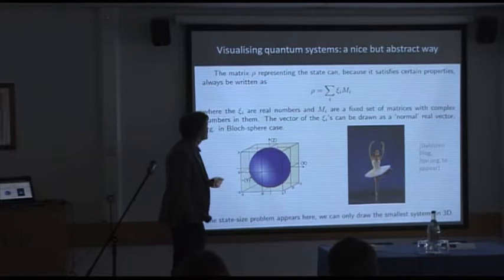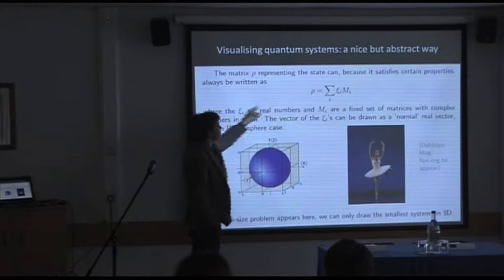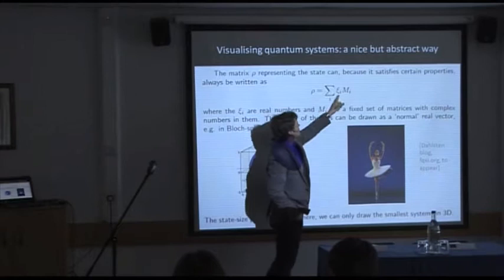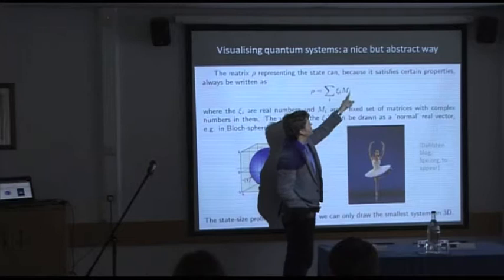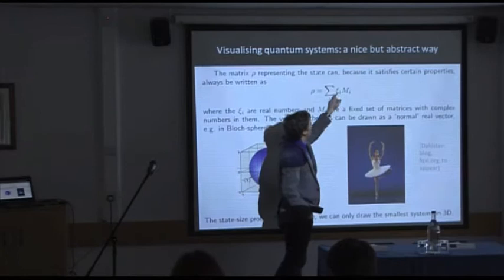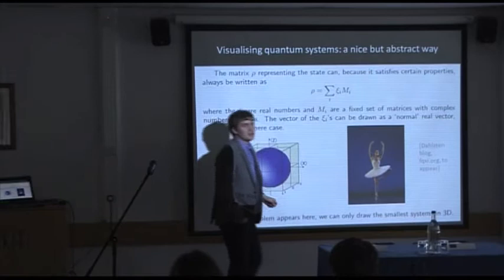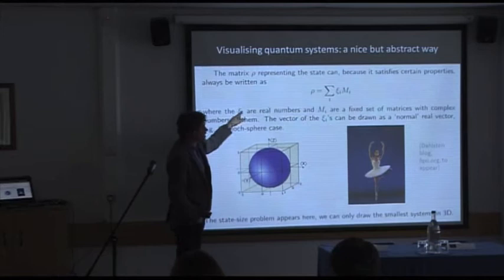So how do you do this? Well, you can write this matrix rho for the state as a sum over complex matrices with real coefficients. So these are just real numbers. And these can be fixed matrices. So you just choose them as a set of matrices that you're going to stick with. And therefore, the state is uniquely characterized by these numbers. So you get a vector of real numbers. So the different i's are the different entries of the vector.